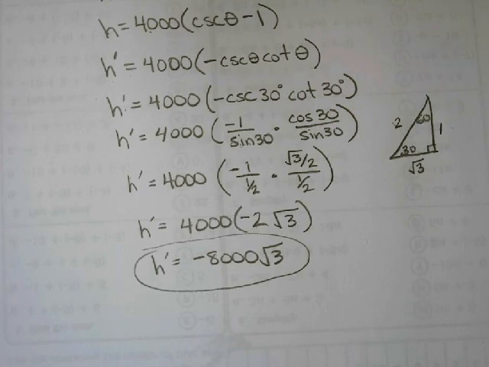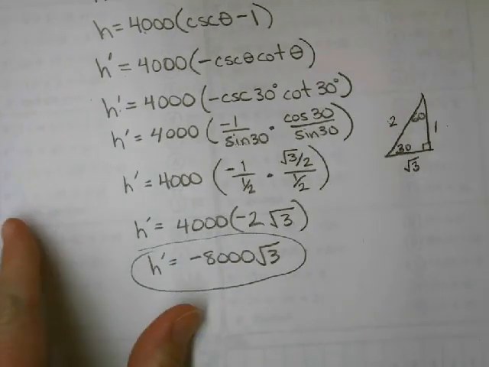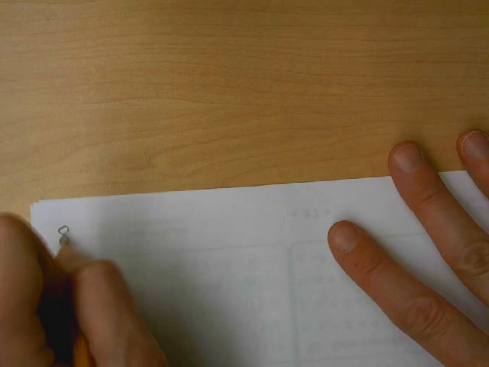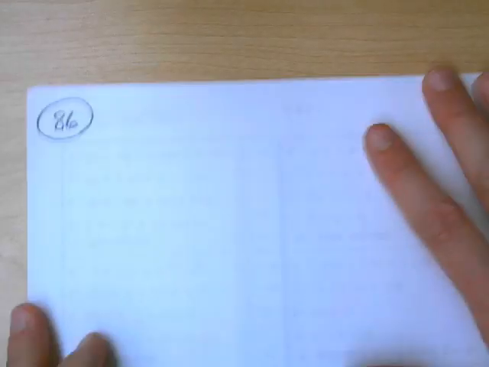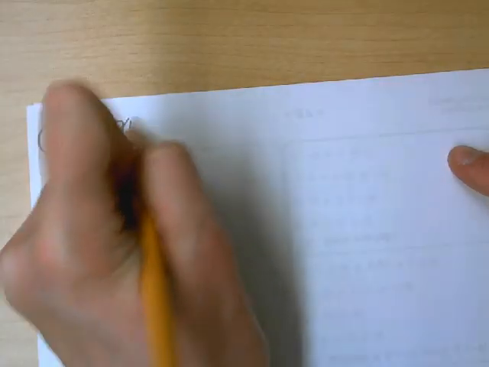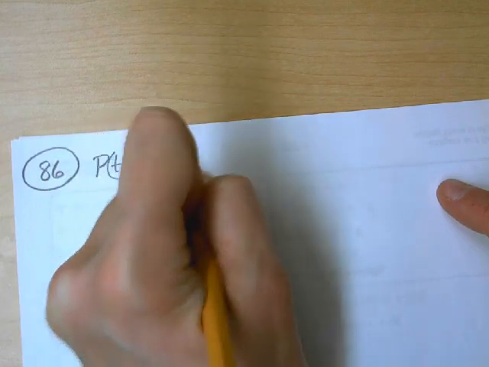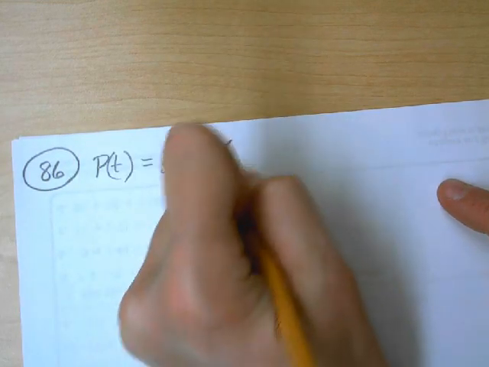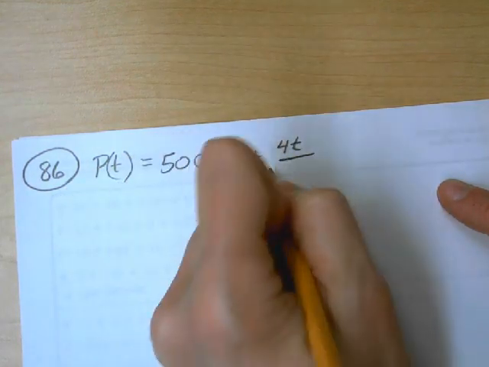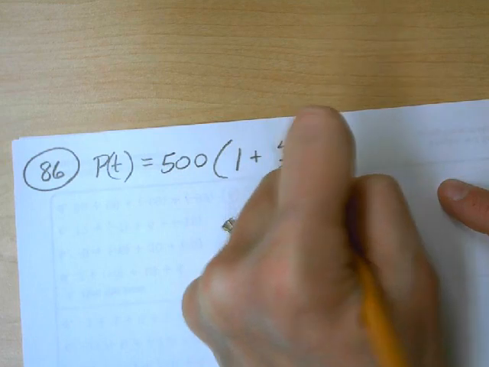Is there any other ones you want to go over? 86, yeah, that one's another one where they give you a big formula to work on. Okay, 86. Let's see, I had that one here. All right, so they gave you a formula that had 500 times 1 plus 4t over 50 plus t squared, I think, if I write it down right.